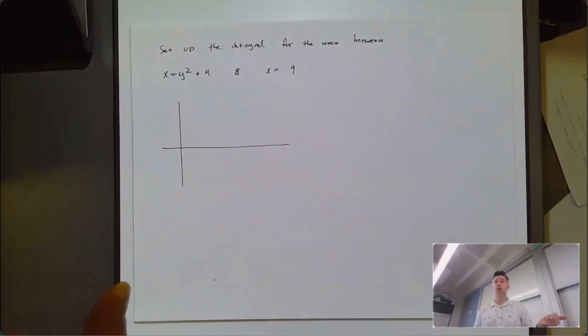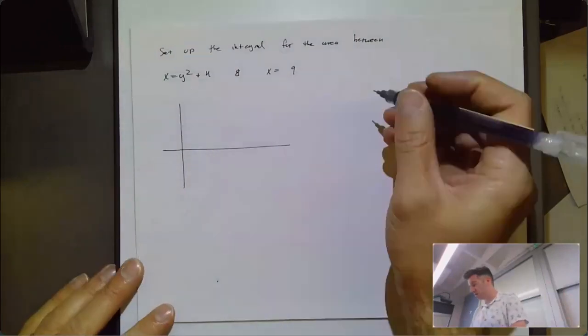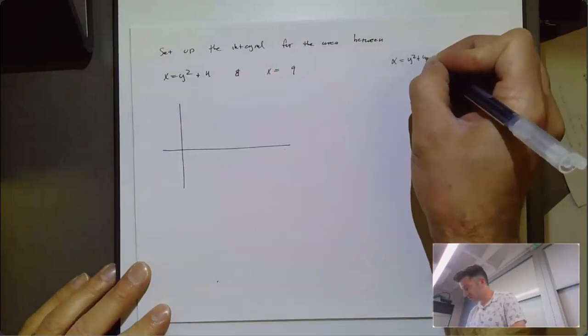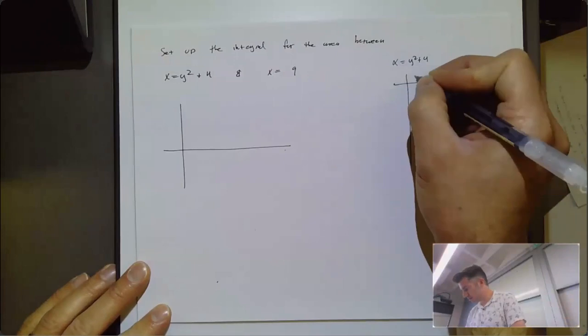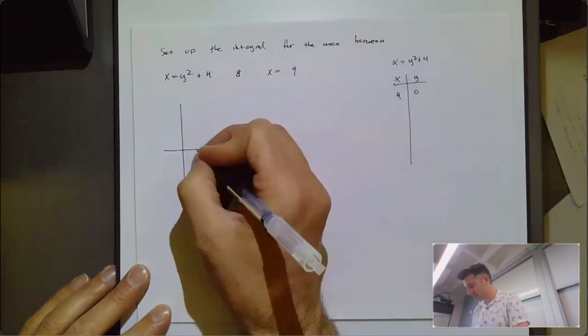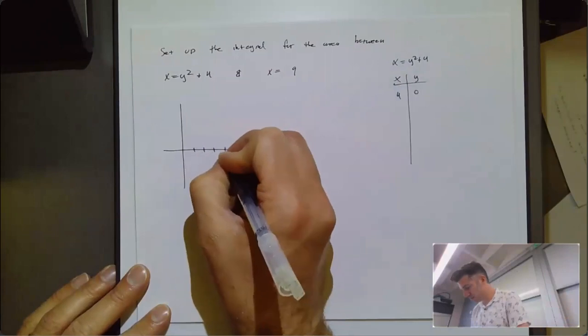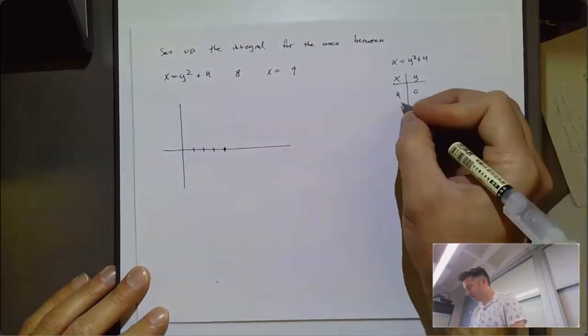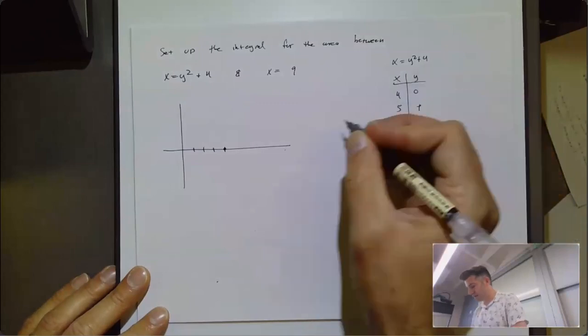If you're not sure, and sometimes I'm not sure, I start plotting points. So this one's a little weird to graph, right? Because x is a function of y. But I'm going to start with setting y equal to 0. So if y equals 0, x is going to be 4. Okay, and then if y is 1, x is going to be 1 plus 4, which is 5.